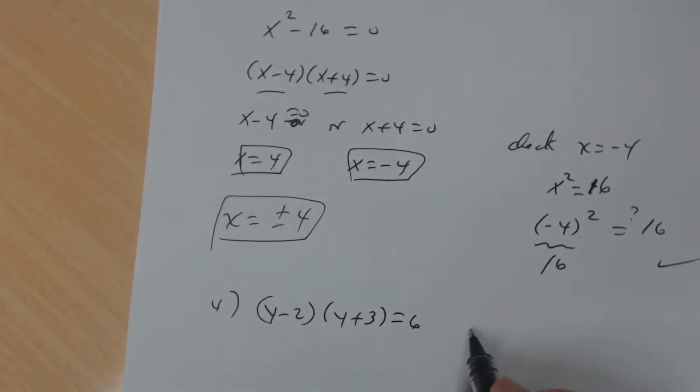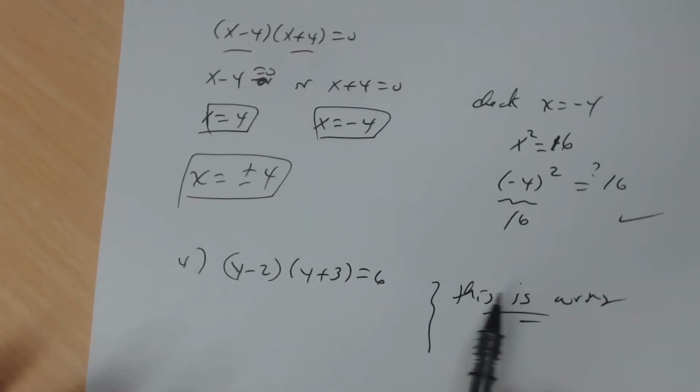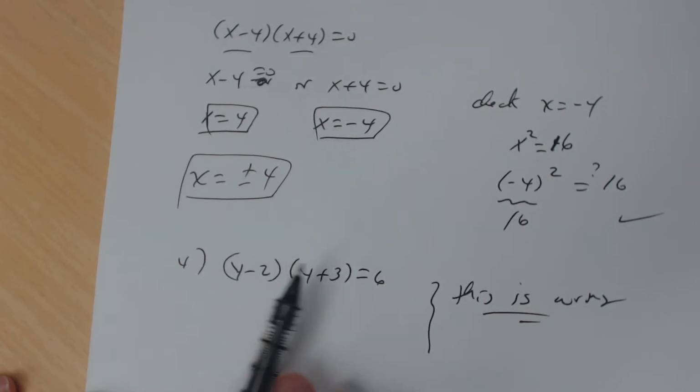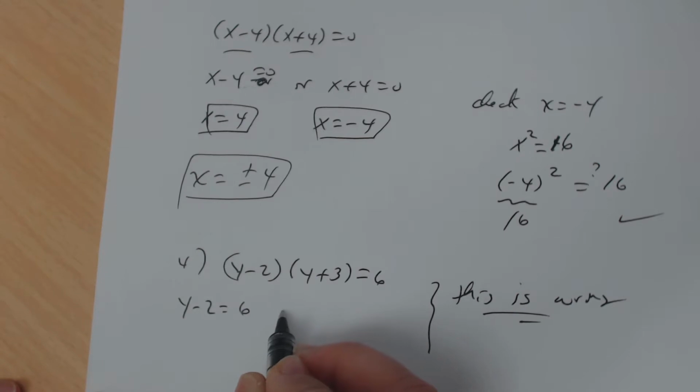Okay, so remember, I have two factors with a product of 6. Now this is wrong. I'm just telling you what you're going to do if you're not careful. This is wrong. You're going to think, okay, I have two factors whose product is 6, so I'm going to say each one of those equals 0. And that's what some of you will do at first.